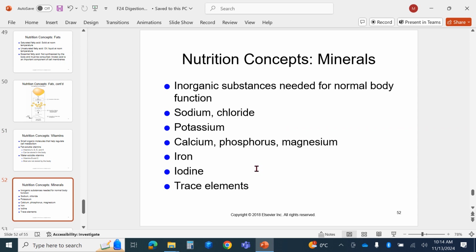Minerals, inorganic substances needed for normal body function. Sodium chloride, this is table salt. Potassium, calcium, phosphorus, magnesium, iron there for blood. Iodine there for your thyroid. There are certain trace elements as well. Copper there, the ones that we need in very, very, very small amounts. Okay.